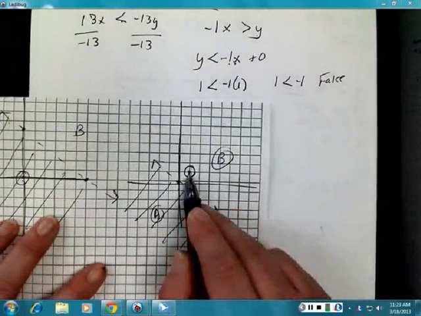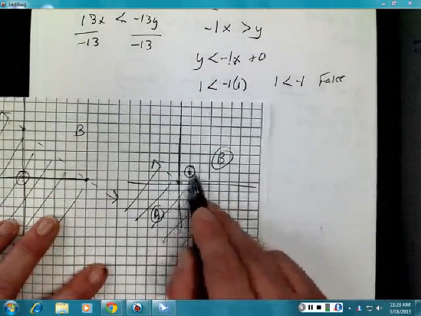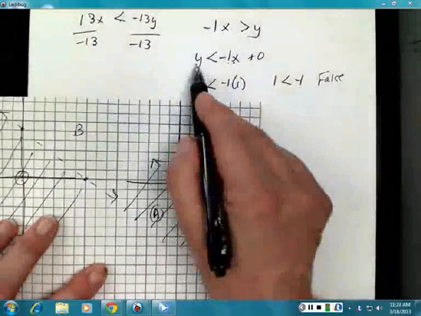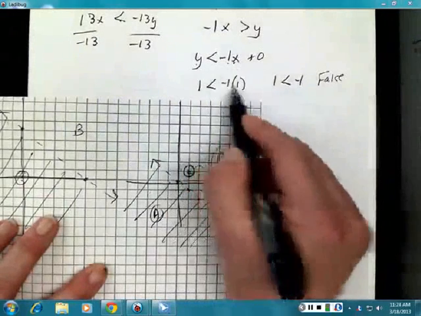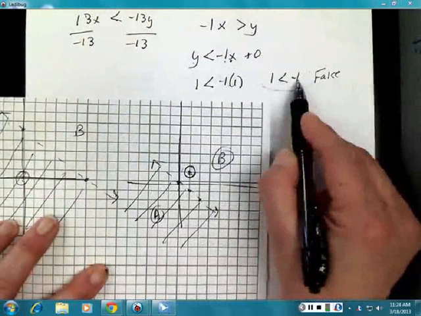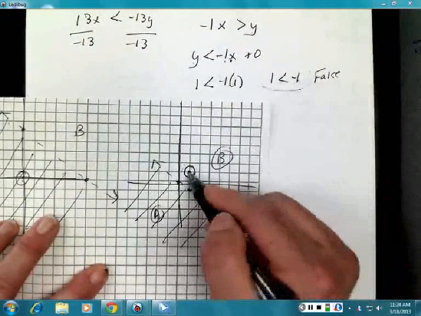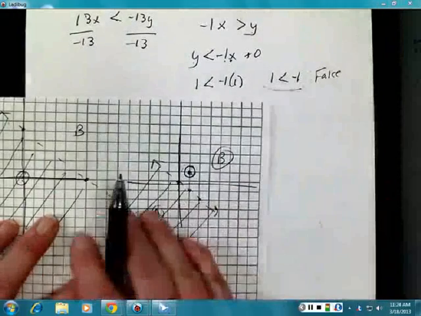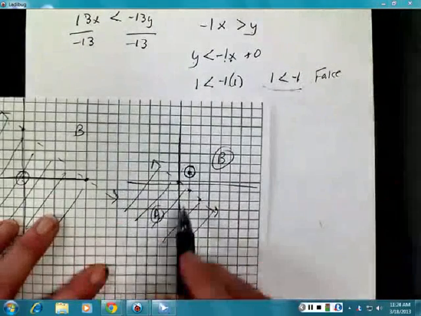Yeah. Okay. Here's my point. You got your test point, right? You understood that part? Because here's my test point. I put 1 back in where y is, and I put 1 in where x, and I got a false statement. 1 is not less than a negative 1. So again, I do not want to shade where that's at. I want to shade over here.